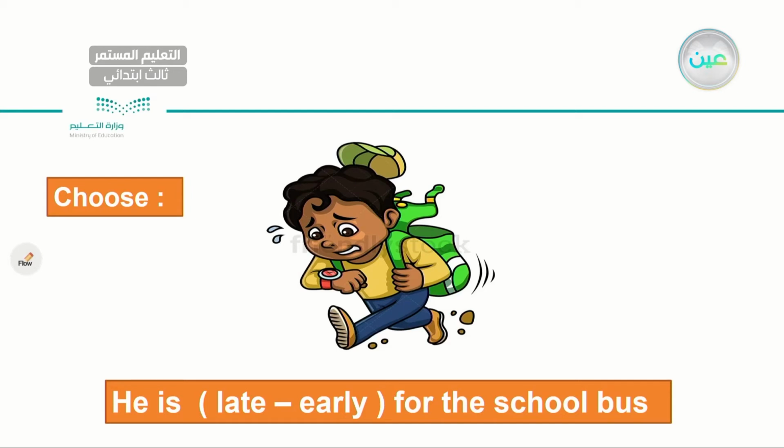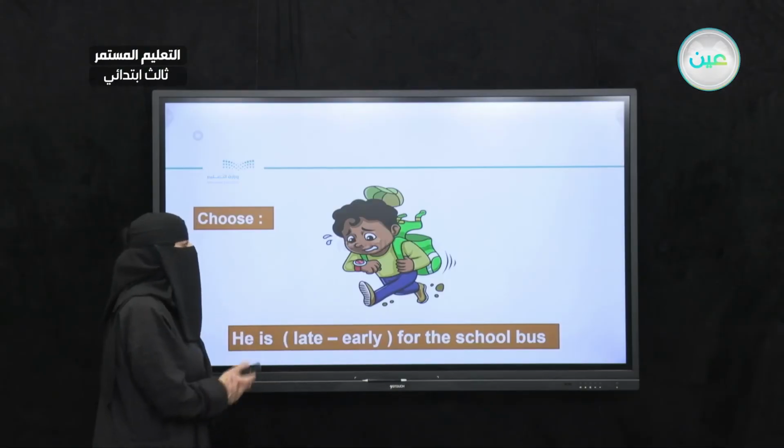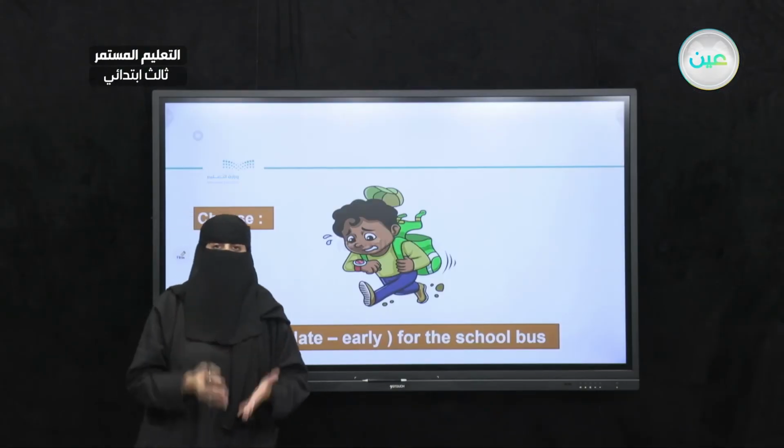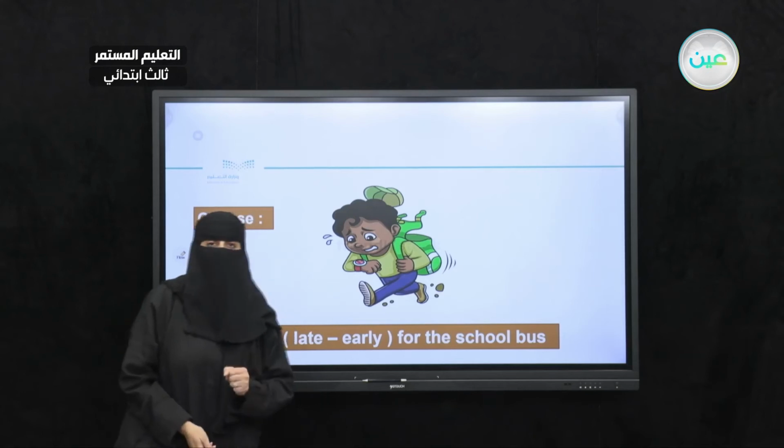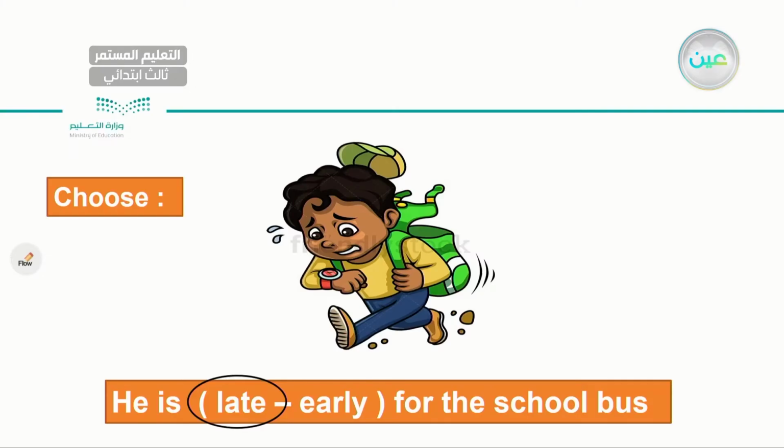He is late, early for the school bus. What do you think? Late or early? He's running, looking nervous, looking at his watch because he is late for the school bus. Very good. He is late for the school bus.